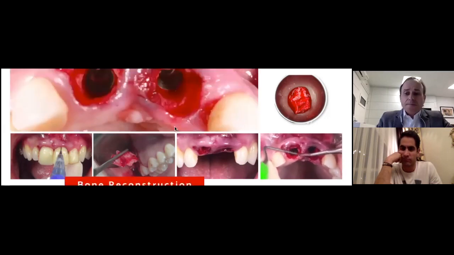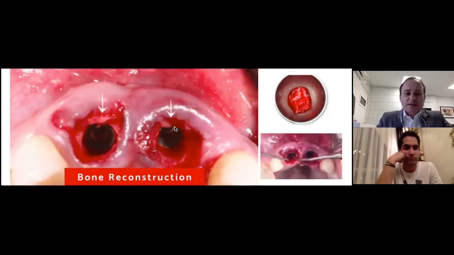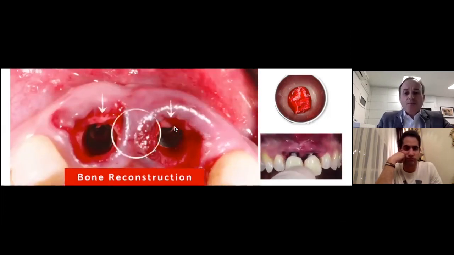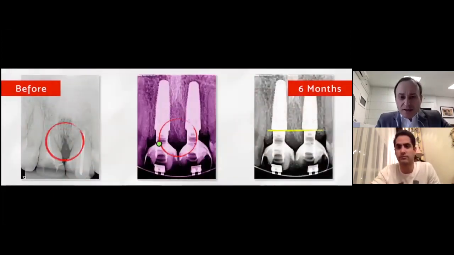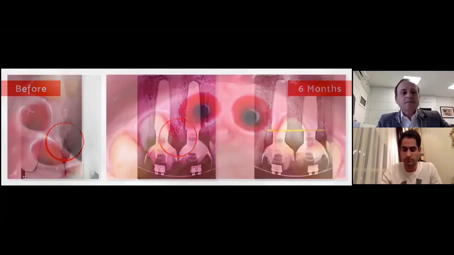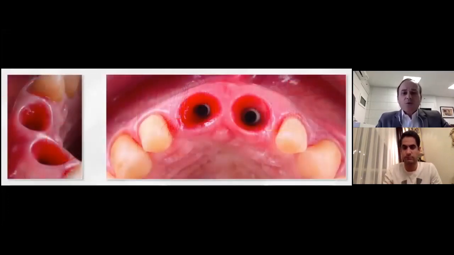This is what we did. We restored both walls plus the crestal bone, and we installed the provisional bridge, a screw-retained provisional bridge. And here you can see the new buccal wall completely remodeled between these two implants. And we removed this provisional restoration.